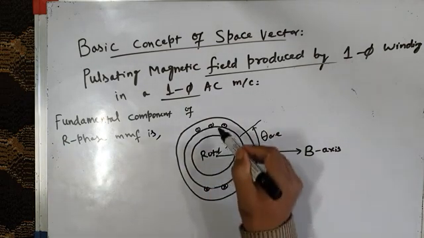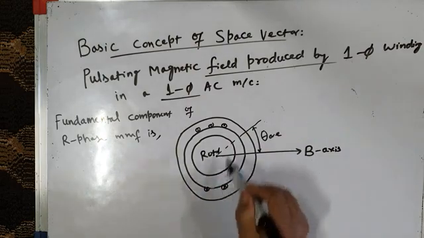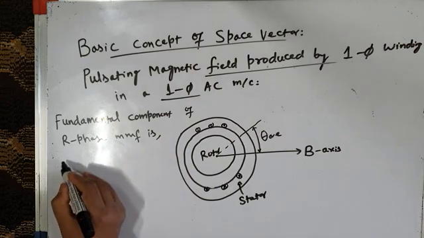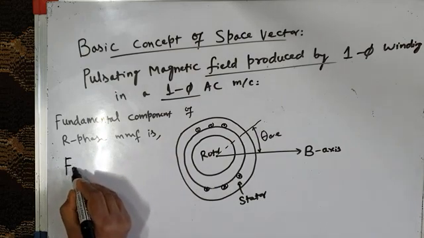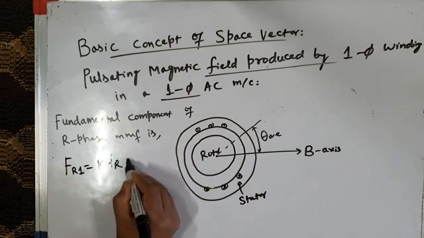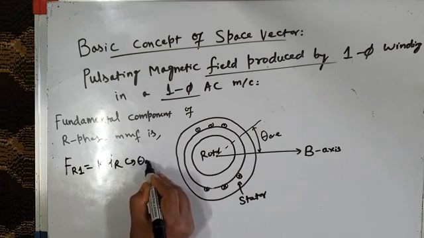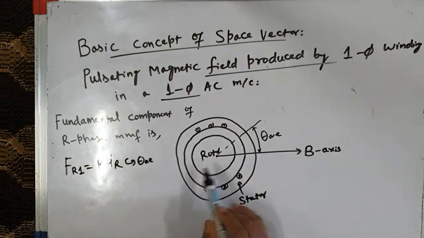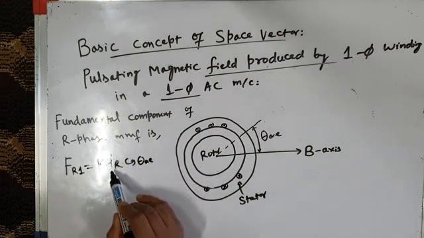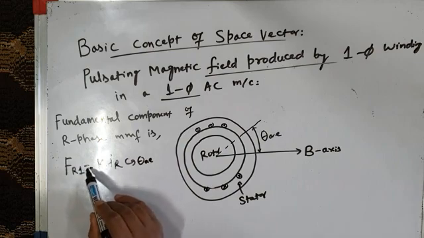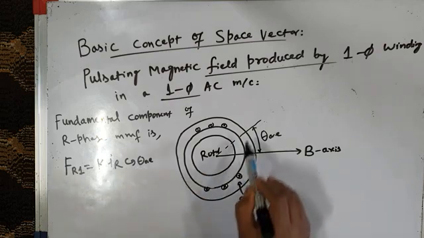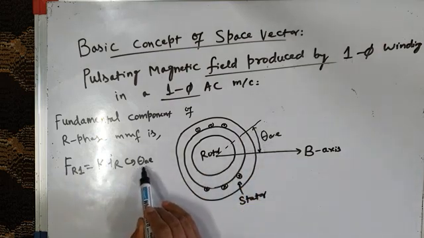Sinusoidal AC current flowing in these windings will produce MMF. What is the fundamental component of that MMF? It is given by FR1 equal to K IR cos theta AE. The MMF is directly proportional to the current flowing in the winding. What is the current flowing in the R phase winding? IR. K is the constant of proportionality, so FR1 is K IR times cos of this air gap angle, cos theta AE.